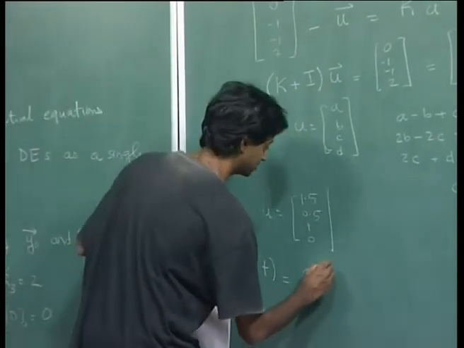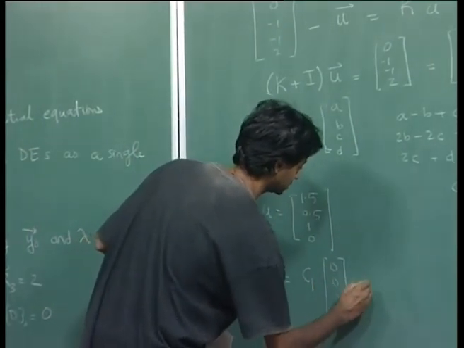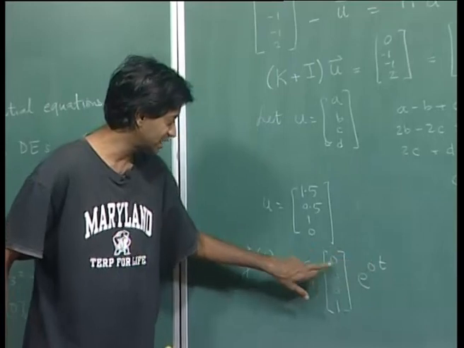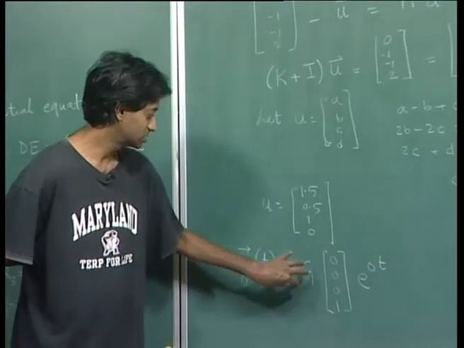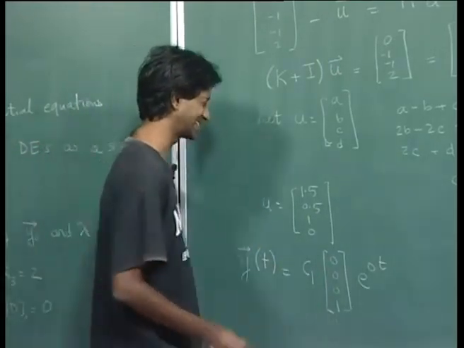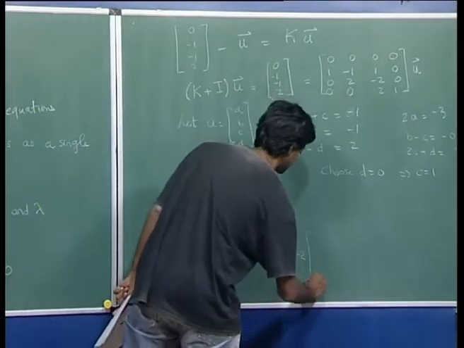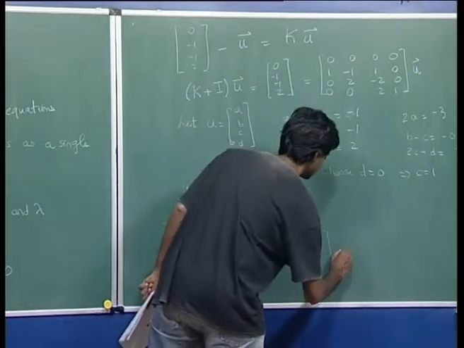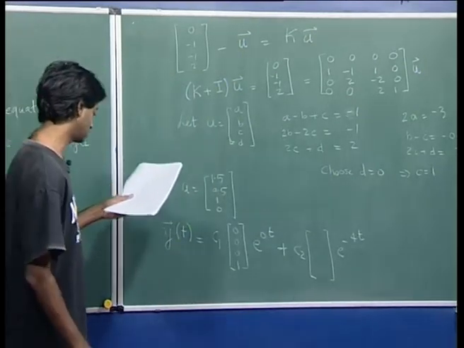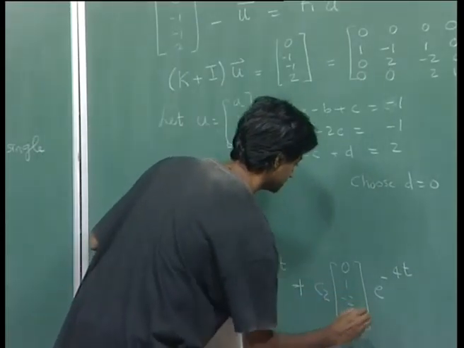So, I can write C1 times, so the eigenvalue lambda equal to 0 was an eigenvalue, the corresponding eigenvector was 0 0 0 1, times e to the 0 t. Okay. So, I multiply it by an arbitrary constant and write it this way. Then I take another arbitrary constant and do the same for the next eigenvalue. So, the second eigenvalue was lambda equal to minus 4, e to the minus 4 t. The corresponding eigenvector was 0 1 minus 2 minus 1.